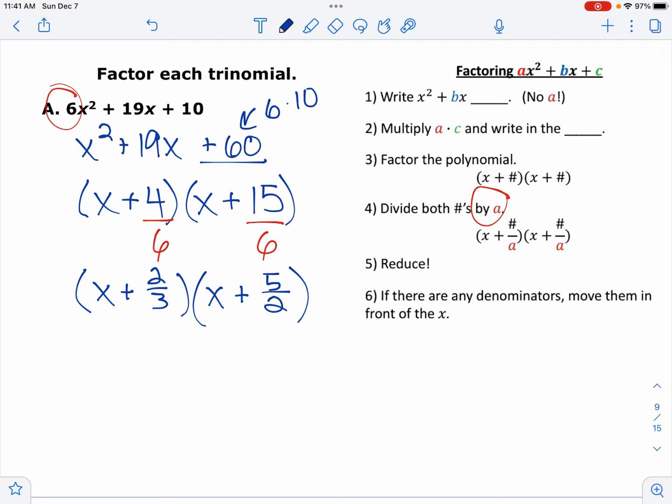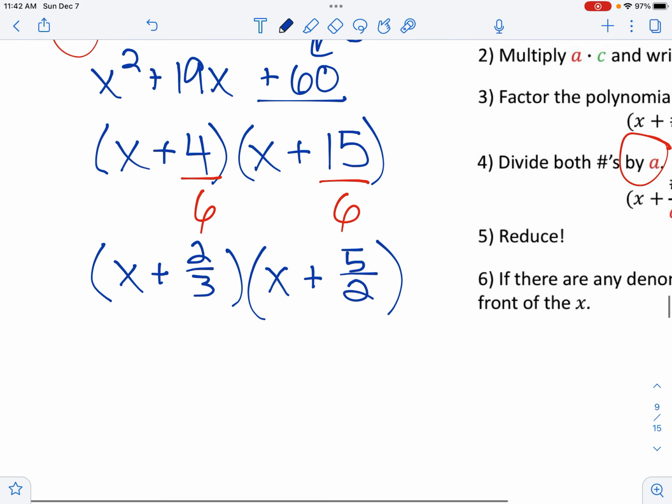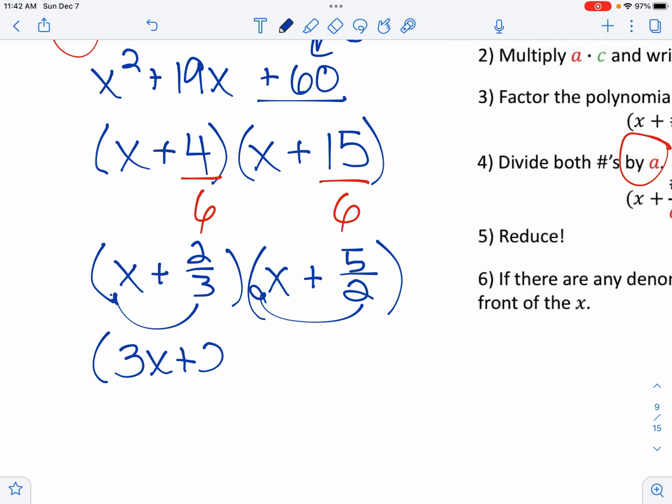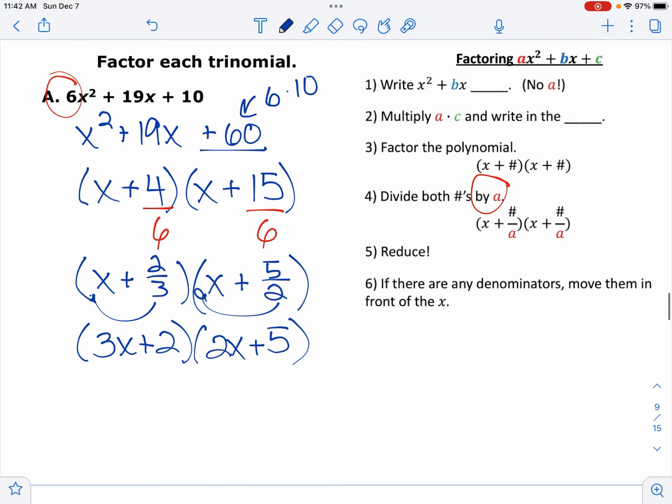Now, sometimes when you reduce, you're going to get a nice number like 3, and there will be no fraction. But if you have any denominators left, in this case, both of mine have denominators, a 3 and a 2, right? I want to move those denominators in front of the x like this. So this goes right in front, and this goes right in front. So this would be 3x plus 2, and this one would be 2x plus 5. That's the factored form of 6x squared plus 19x plus 10. If you were to multiply this out, you would get this back.